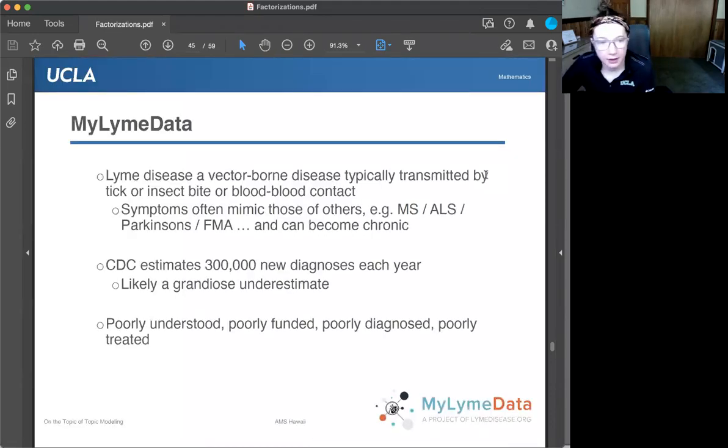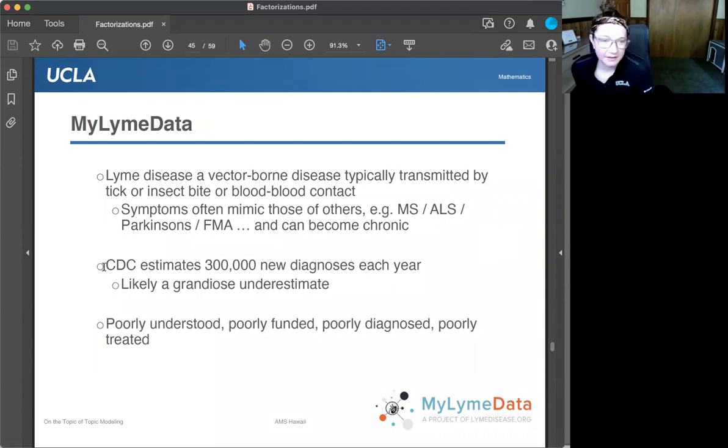Okay, so the first big application that I've worked a lot in is in MyLymeData. This is a patient focused, very large data project. It's hosted by Lyme-disease.org, which is the largest nonprofit for Lyme disease in the US. Lyme disease is a vector-borne disease typically transmitted by tick, insect, or blood-to-blood contact. And the symptoms often mimic those of other illnesses such as multiple sclerosis, ALS, Parkinson's, fibromyalgia. And it can become chronic, especially if not treated properly right away.